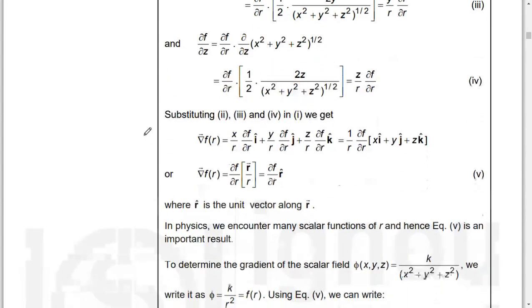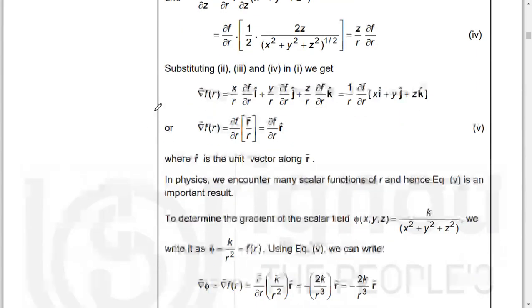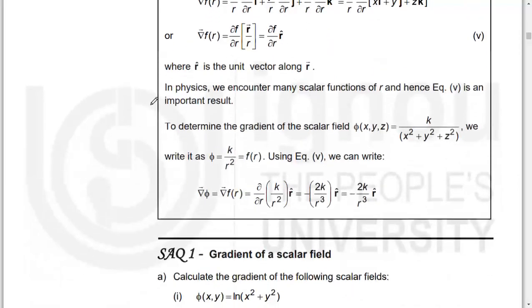Substituting 2, 3 and 4 in 1, we get del f(r) equals x by r df by dr i cap plus y by r df by dr j cap plus z by r df by dr k cap, equals 1 by r df by dr (x i plus y j plus z k), or del f(r) equals df by dr into r by r, equals df by dr into r cap, where r cap is a unit vector along r. In physics, we encounter many scalar functions of r, and hence equation 5 is an important result.